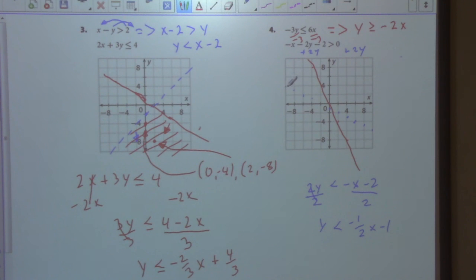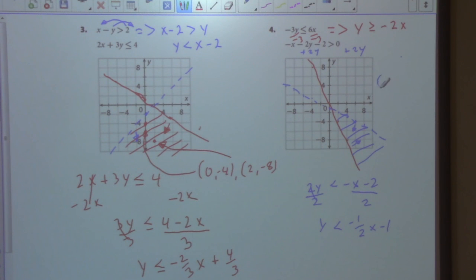Then what kind of line? That would be a dotted line. All right, what else? And then the solid line would be pointing up. And then the dotted line would be pointing down. So right in here. Okay, what are a couple points for that one?